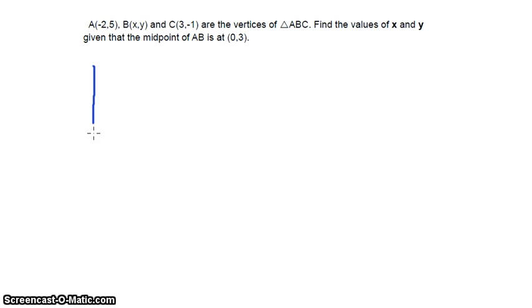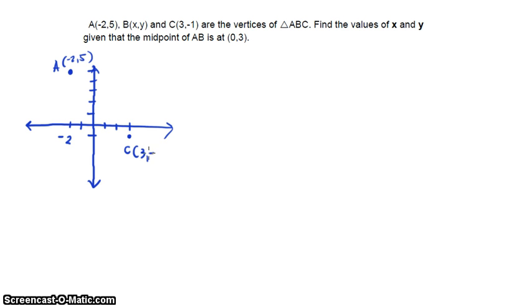So let's make an x and y axis. If A is (-2, 5), that means x is at -2, while the y is at 5. So 1, 2, 3, 4, 5. So the location of A is this point, (-2, 5). And C is at (3, -1). So that means +3 on x and then -1 on the y. So the location of C is at this point.